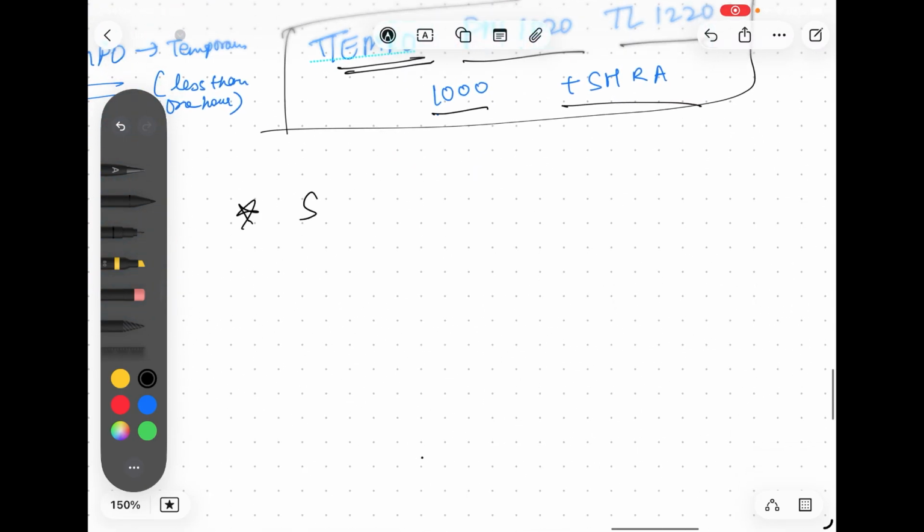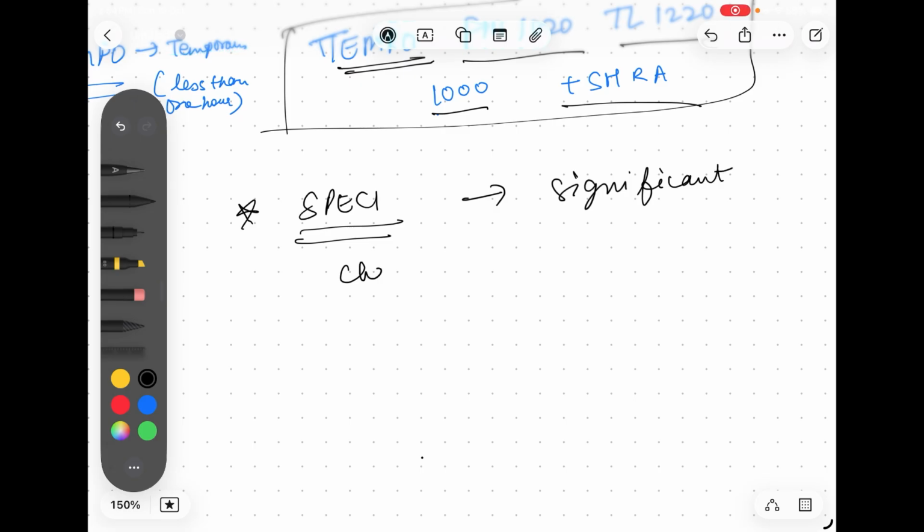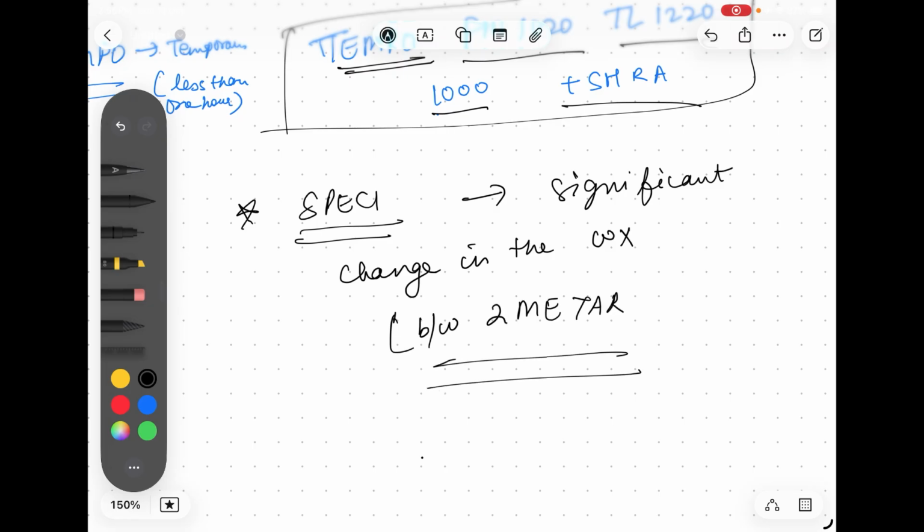Now there is another report, SPECI, like I told you, that is significant change in the weather. Any significant change in the weather, then a SPECI is delivered. Okay, so if there is a significant change between two METARs, two METARs were issued in a 1 hour gap or whatever, and there was a drastic change, then a SPECI has to be issued.